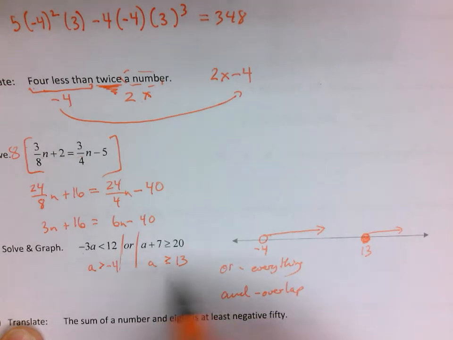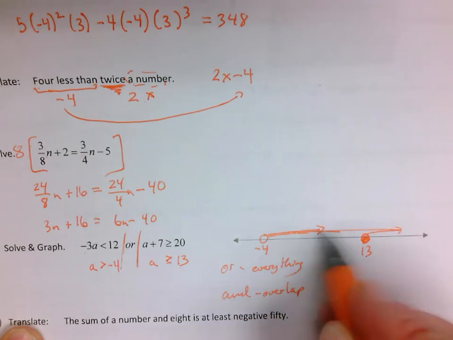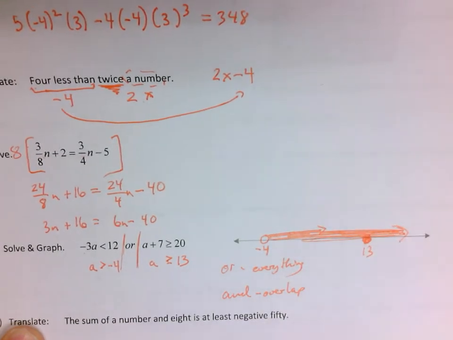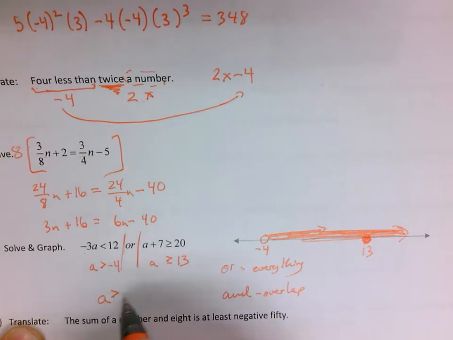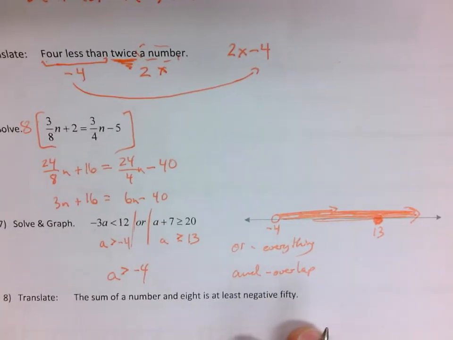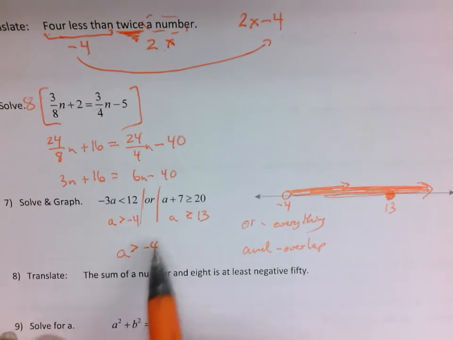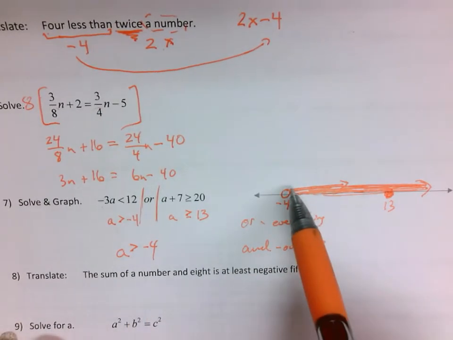This was an OR equation. OR means everything, so I'm just going to shade in. So my final answer includes everything. So a is greater than -4 would be the final answer because the ORs overlapped. Again, if you're doing this on ISTEP, you've got to drag the right little circles.